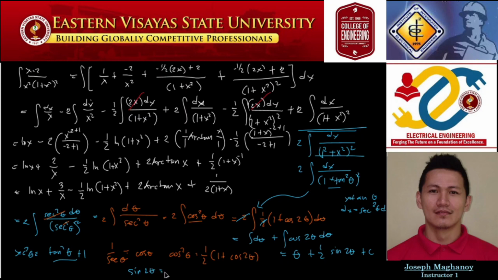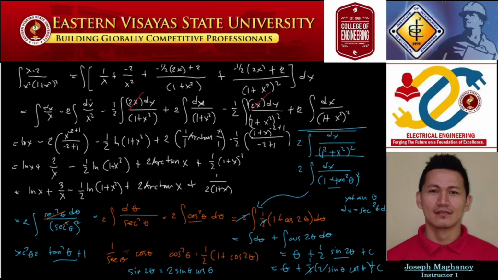Sine 2 theta can also be written as 2 sine theta cosine theta. So we replace sine 2 theta with this. So finally, for this term, theta plus 1/2 times 2 sine theta cosine theta. We cancel out the 2, so the remaining is theta plus sine theta cosine theta plus c.